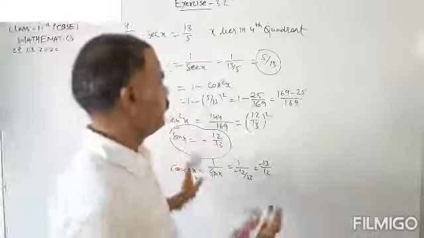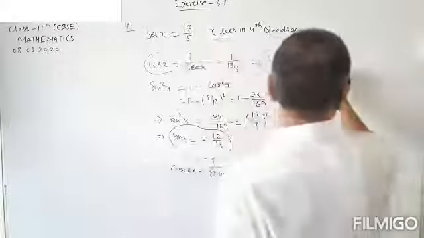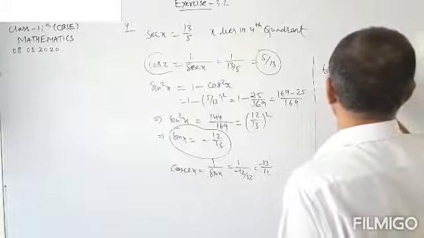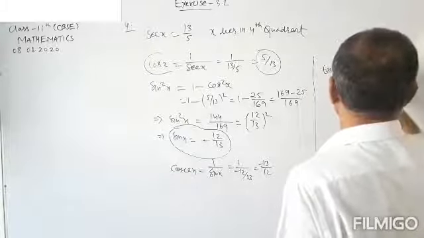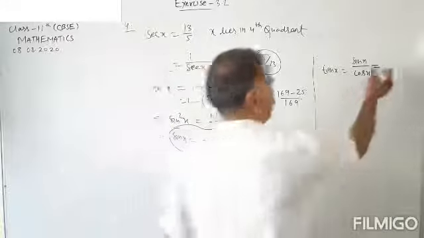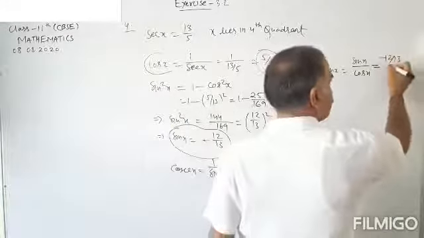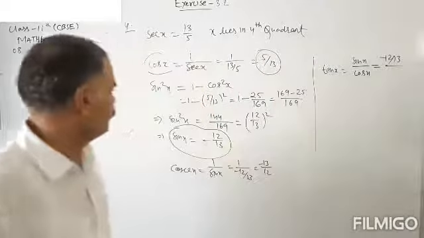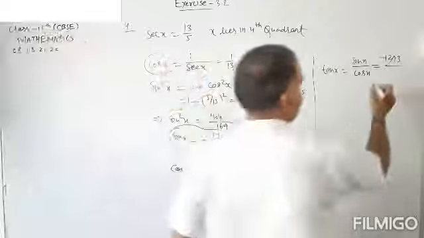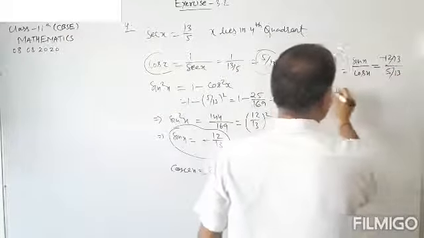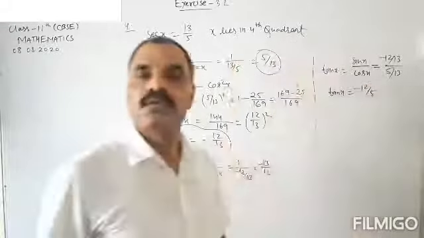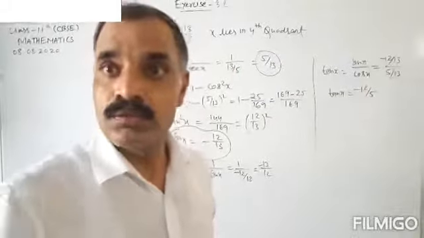What is remaining is tan x. Tan x is equal to sin x upon cos x. Sin x is minus 12 upon 13, upon cos x, that is 5 upon 13. So tan x is equal to minus 12 upon 5. So tan x is known to us.